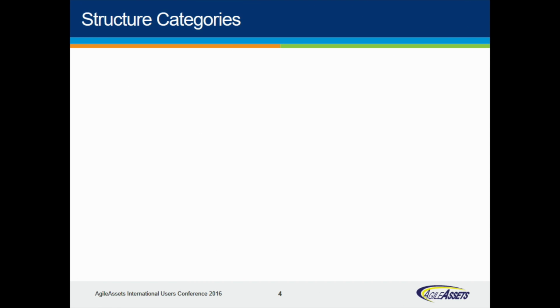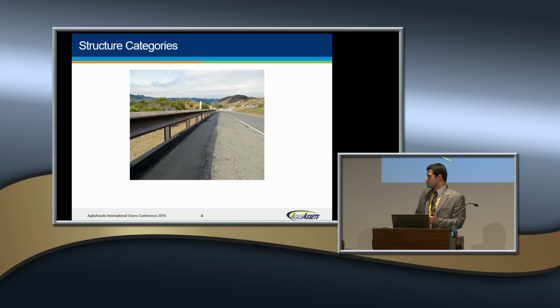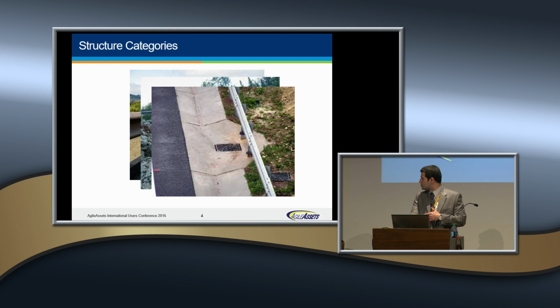And on the other side of the spectrum, we have other assets which are much simpler, like guardrails, small culverts, and drainage structures. These assets need a simple inventory and then performance tracking, and NYSDOT has categorized them and put them as a third category. They are sitting in our MMS module, and they are maintained and managed there.